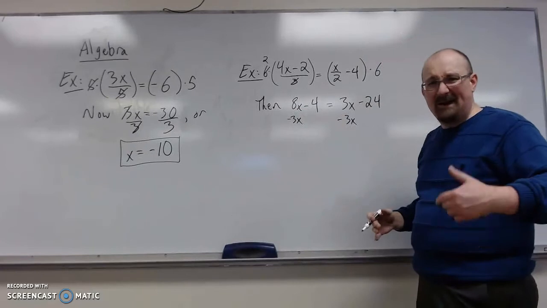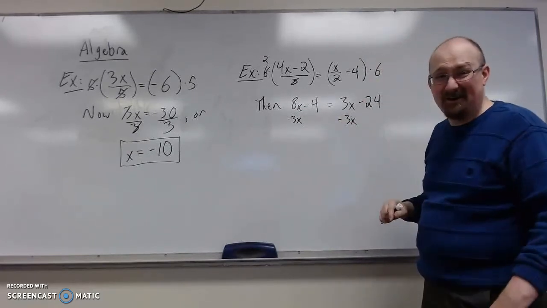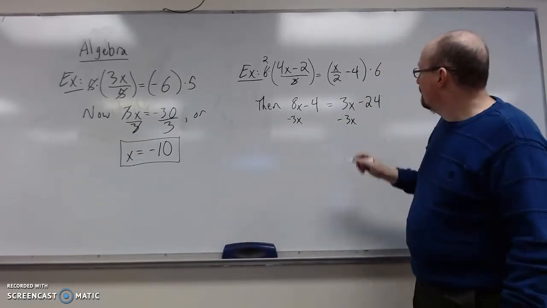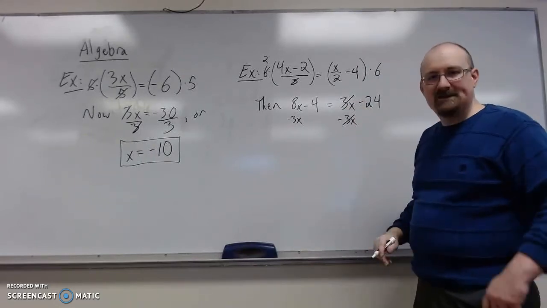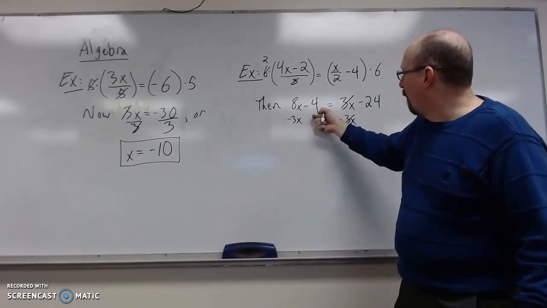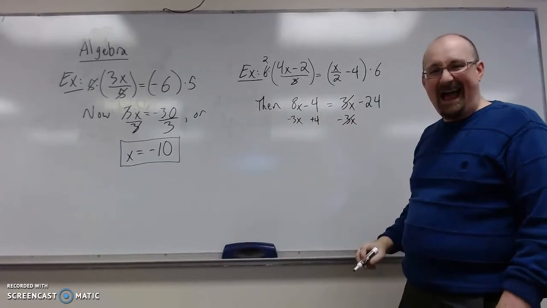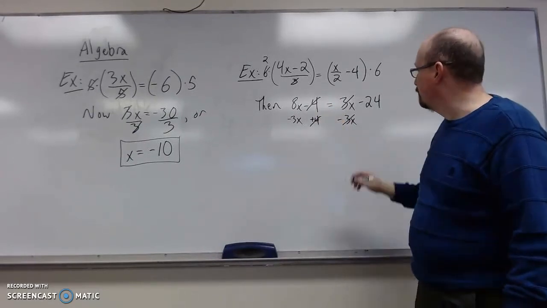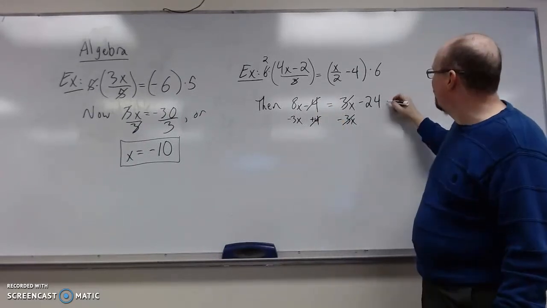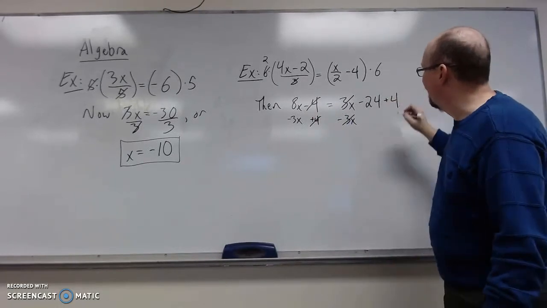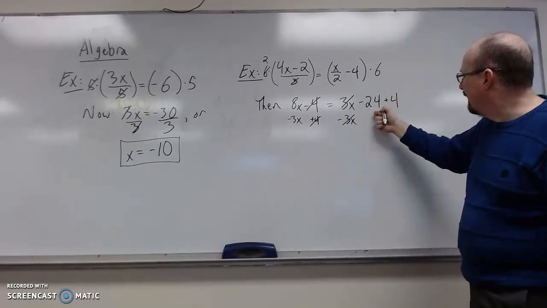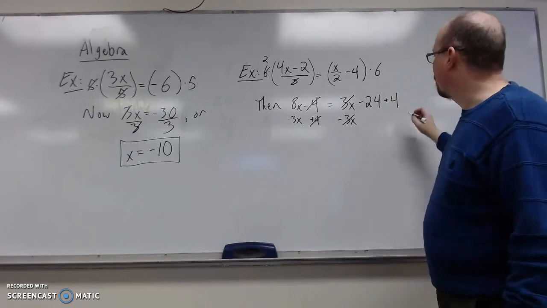I don't necessarily recommend that you do all this lining stuff up, but it works out okay. So that would take care of those two guys. Awesome. We've got a minus 4 over here. Well, let's add 4 to both sides. Again, whatever we do to one side, we got to do to the other. Like I said, I don't really like the vertical lining up. So negative 24 plus 4.